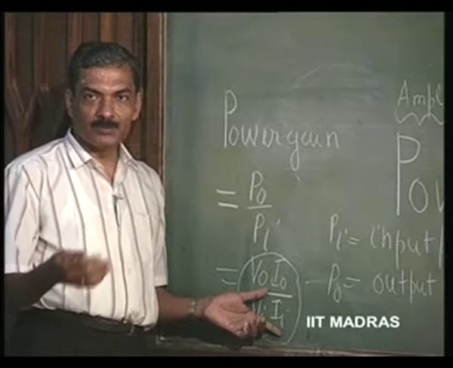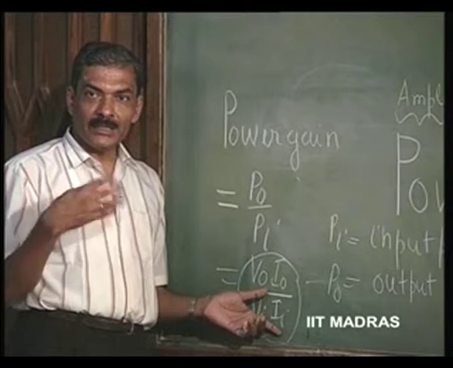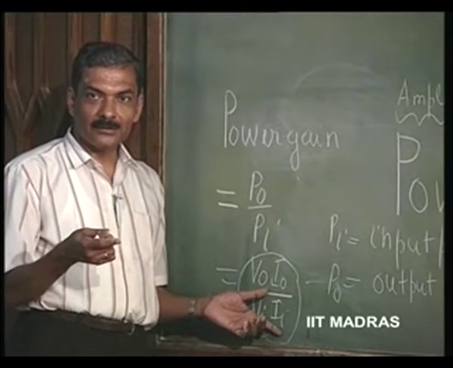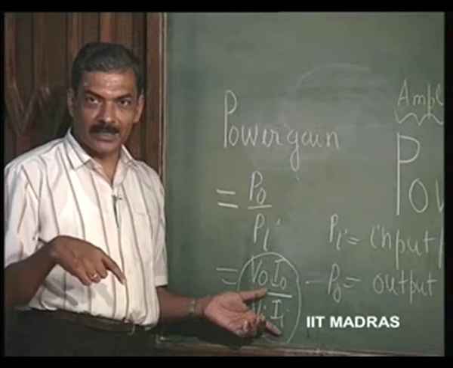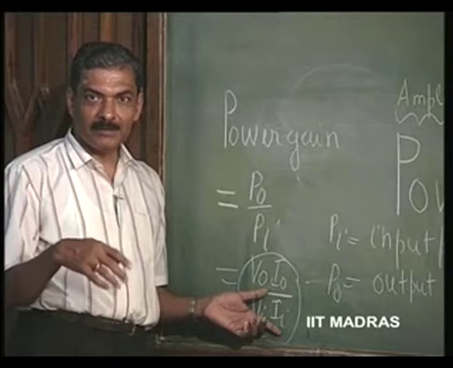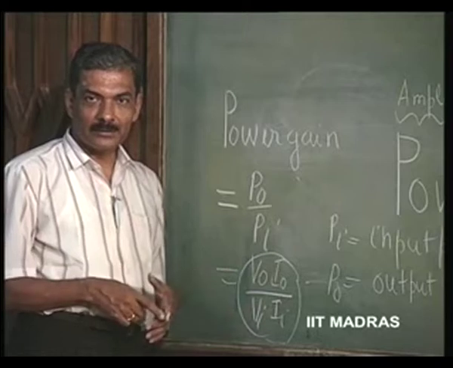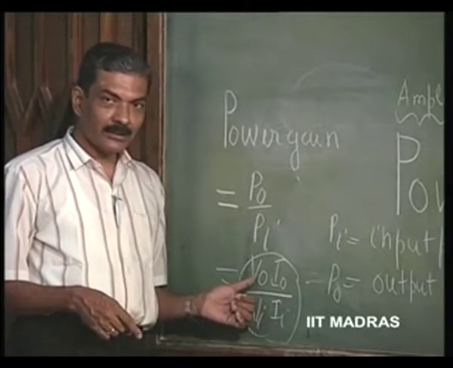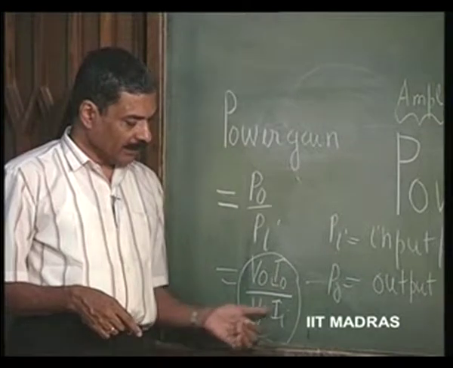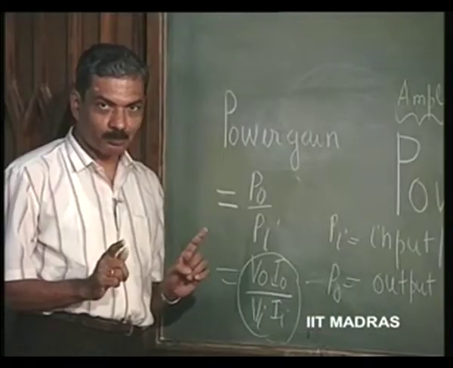You put a transformer, for example, you can get V naught greater than V I, but I naught by I I will be less than 1 by the same factor by which it is greater also, so that the multiplication becomes equal to 1. So, in the case of an ideal transformer, V naught I naught by V I is equal to 1, whether it is stepping up voltage or stepping up current. It is of no consequence, it is not an amplifier.